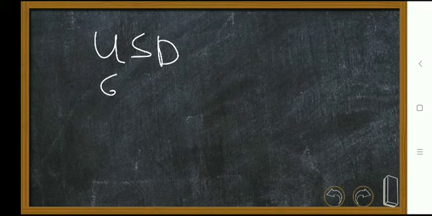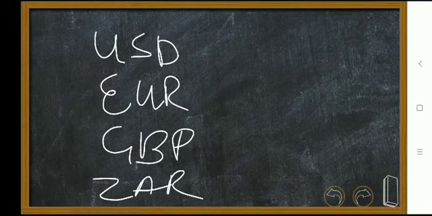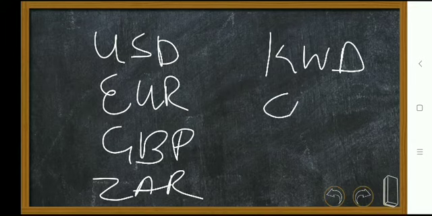Your broker will tell you, okay, we offer an account in this currency: USD, Euro, GBP, ZAR, KWG. Just like that, they will tell you.